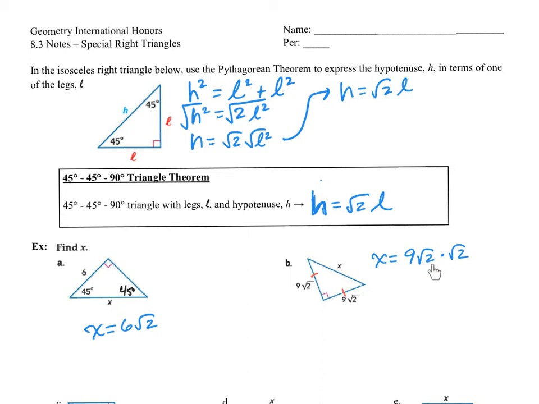Well, we can combine these. The square root of 2 times the square root of 2 is 2. So this is equal to 9 times 2, which is equal to 18. Okay, so let's take a look at another example.